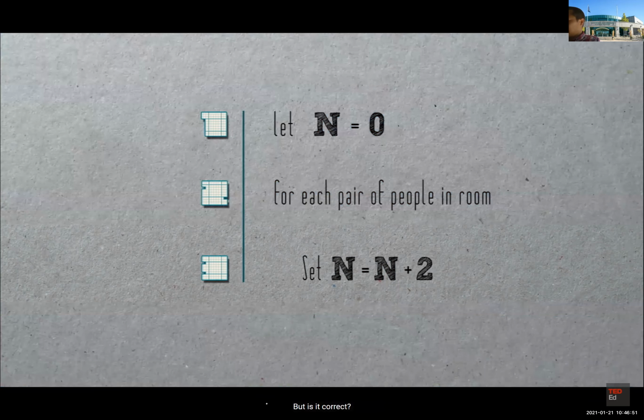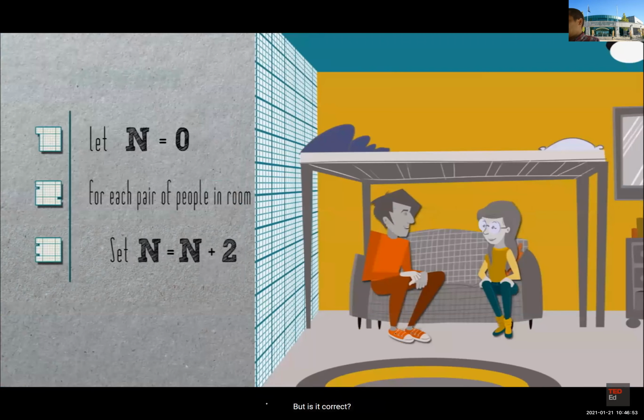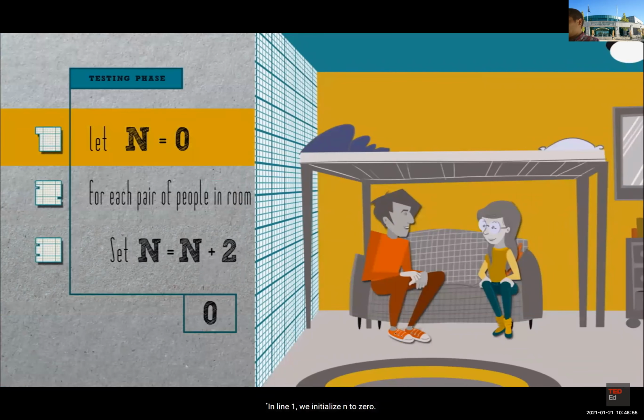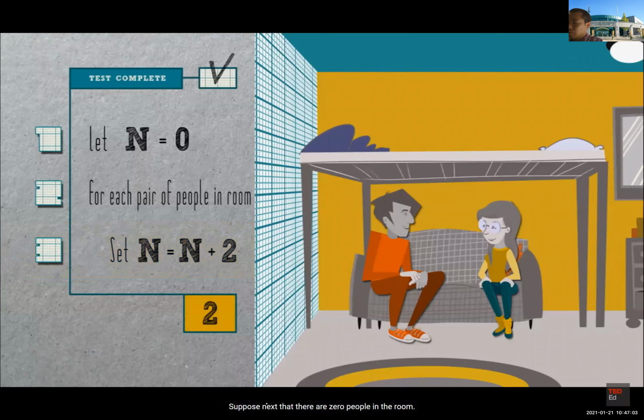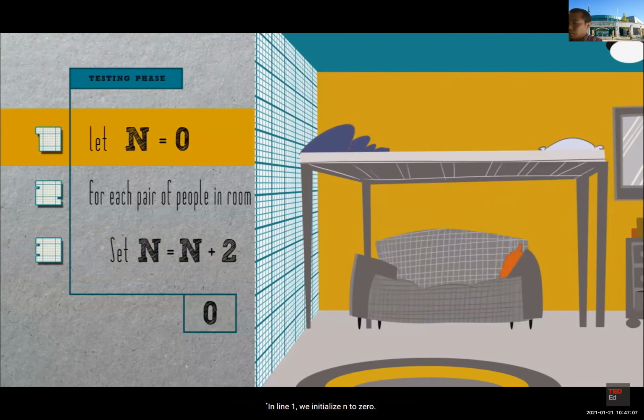Does it work if there are 2 people in the room? In line 1, we initialize n to 0. For that one pair of people, we then increment n by 2. And so by this algorithm's end, n is 2, which indeed matches the number of people in the room. Suppose next that there are 0 people in the room. In line 1, we initialize n to 0. As before, line 3 doesn't execute at all since there aren't any pairs of people in the room. And so n remains 0, which indeed matches the number of people in the room.